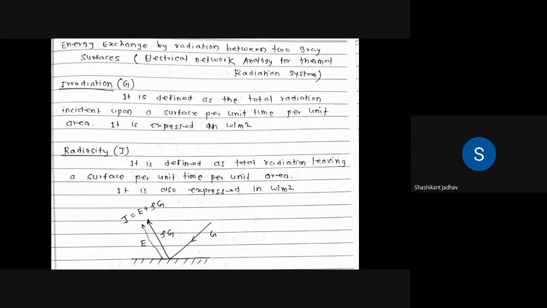Now we are continuing the chapter radiation. In radiation there are different equations, and by using those equations we have to compare them with the electrical system. Because of that, the name of this point is electrical network analogy for thermal radiation system. We are going to compare the thermal radiation system with the electrical system and find out the relation between the different parameters.